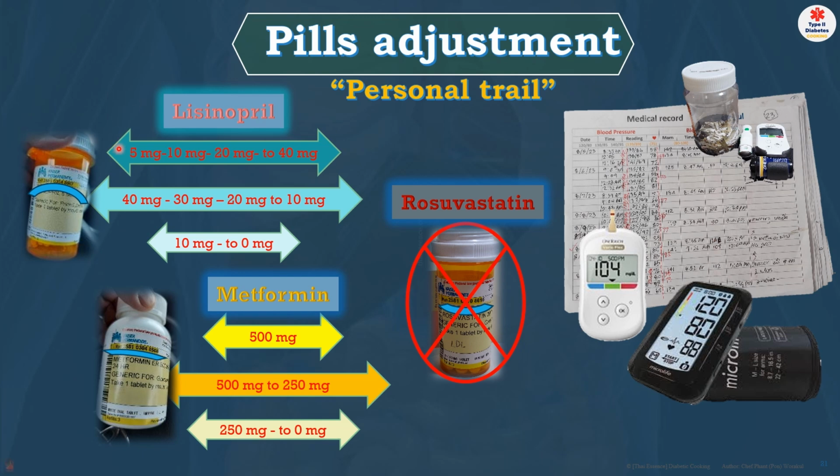So when it started, lisinopril, okay, that is for your blood pressure. Yeah, the lisinopril is for hypertension, to lower high blood pressure. Okay, this is what I started with, because I want to know the pill.